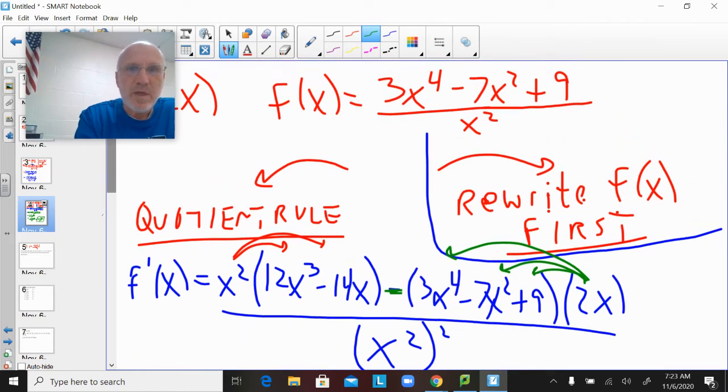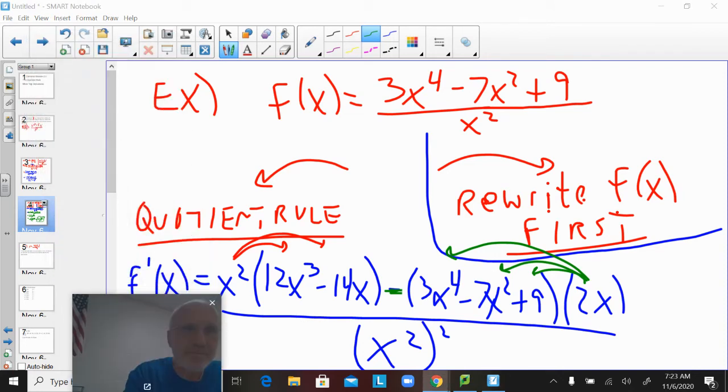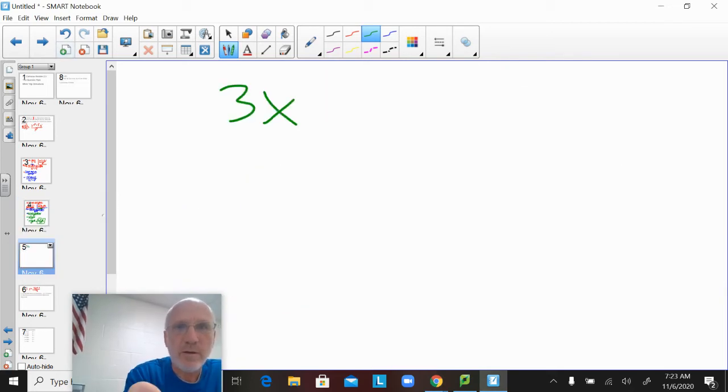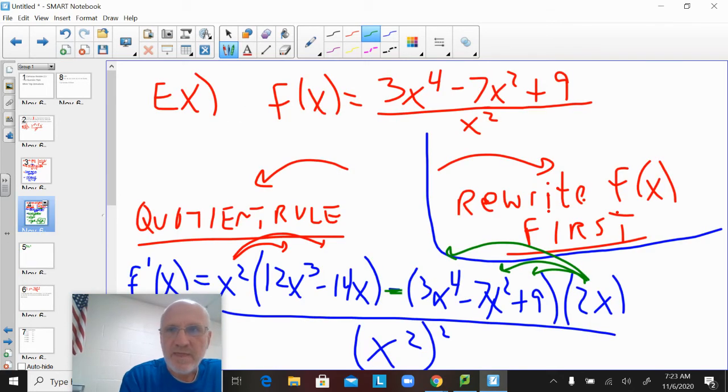But I also might want to rewrite this function and then just take it piece by piece. I think we're going to find it's going to be easier. So let me rewrite this on the next slide. I'm going to have to go back and forth here. So I'm just dividing each term of my original function by x squared. So 3x to the fourth over x squared is just 3x squared. I'm just rewriting my function. And then minus 7. Oh, 7x squared over x squared, that's just minus 7. That's nice.